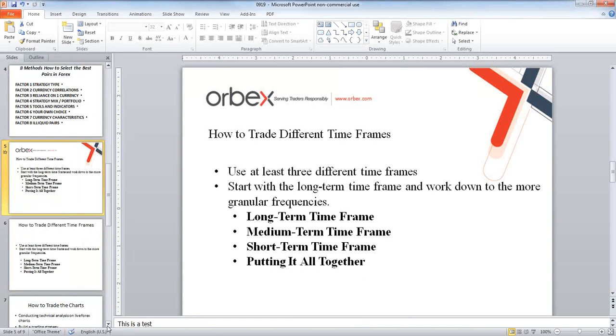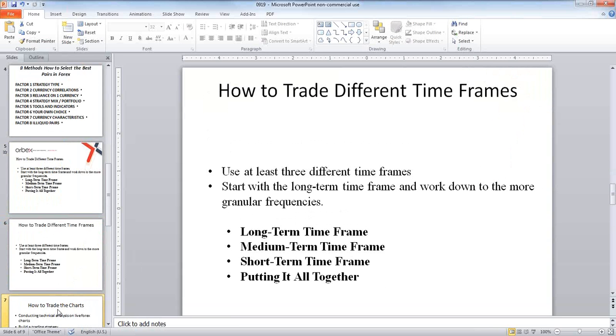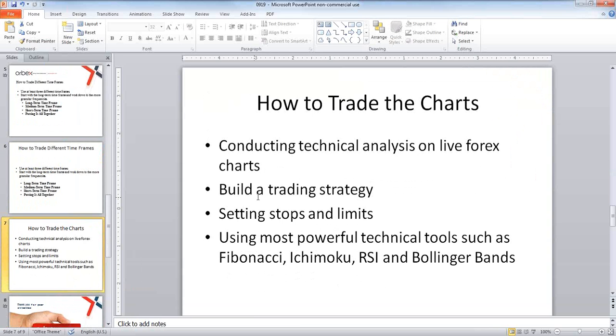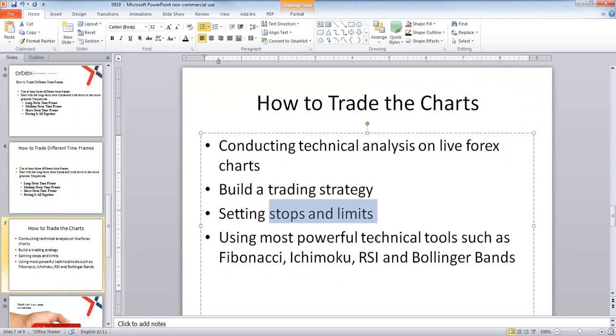We went back and forth between the different time frames, and we made our trading decision based on our strategy. We set the stop and limit. We used the most powerful technical tools. Today we used moving averages, Fibonacci, and Ichimoku. We didn't use RSI and Bollinger Bands. We will talk about them hopefully in the next webinars. And we also used support and resistance levels. And we successfully placed an order.